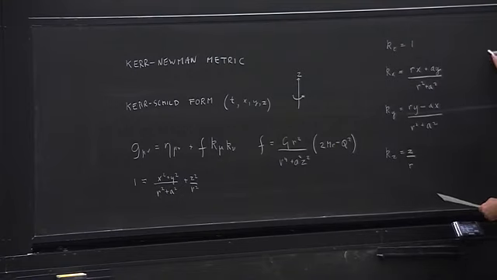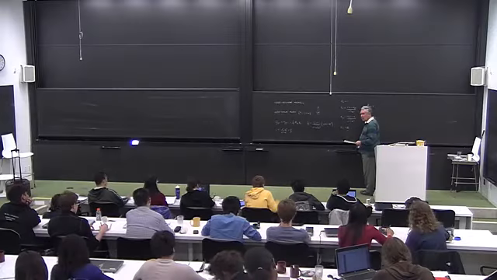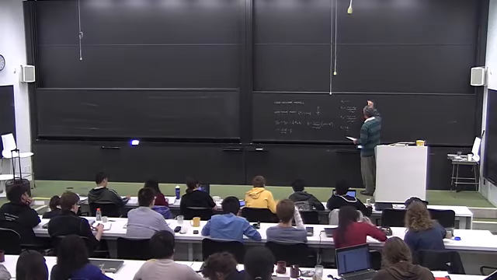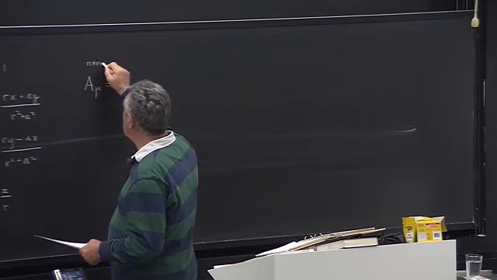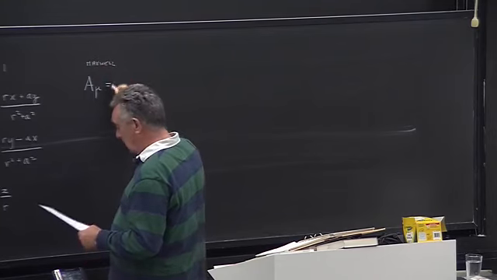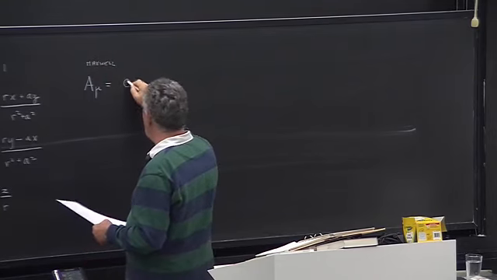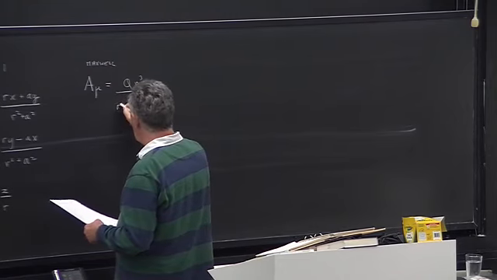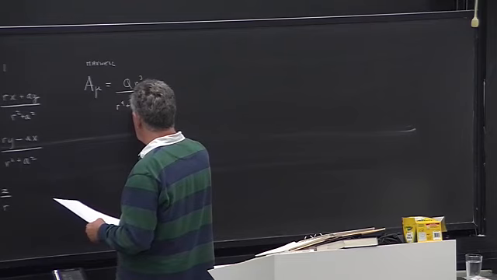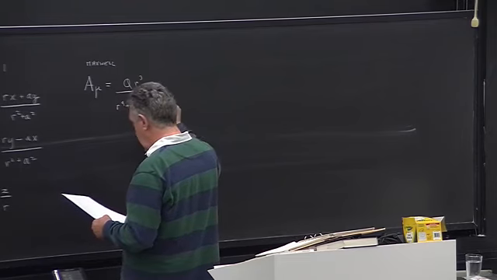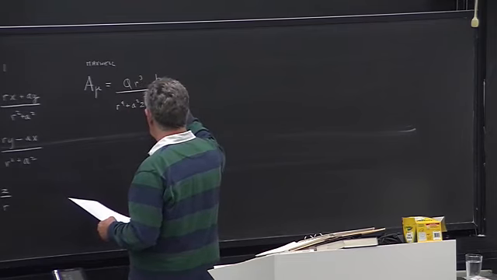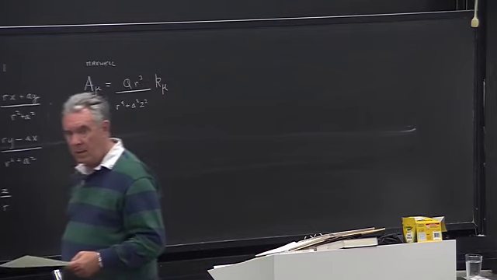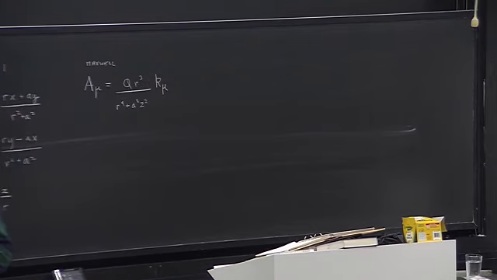And the virtue of this form is that we can now write down the Maxwell field. And it looks like q r cubed over r to the fourth plus a squared z squared times k mu. So there you have it.